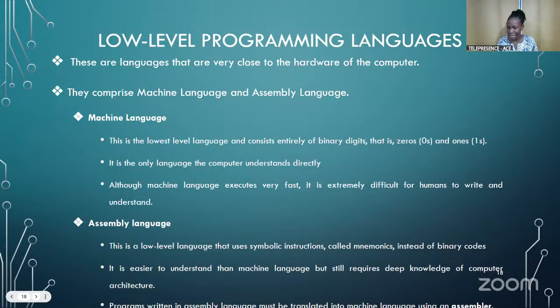Do you understand? But they are also not very easy to understand because they require deep knowledge of computer architecture. You need to know all the instruction sets of the hardware, and it's very, very cumbersome. So that is why assembly language also has its own level of difficulty. It's not easily understood by humans, but it can still be understood by the machine when you use an assembler to convert it.